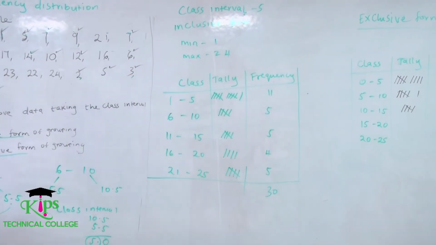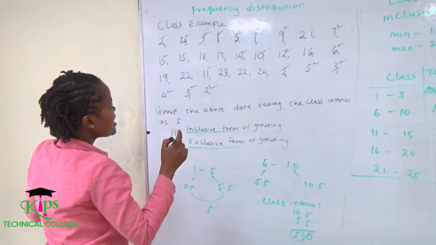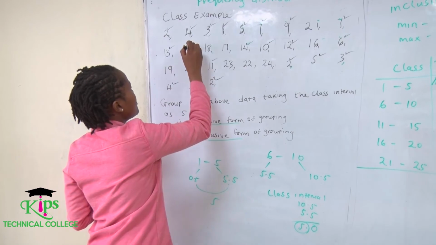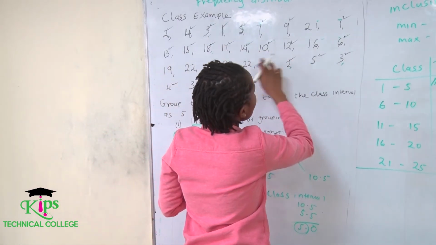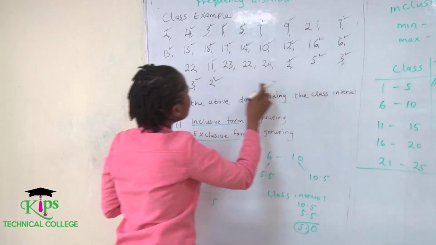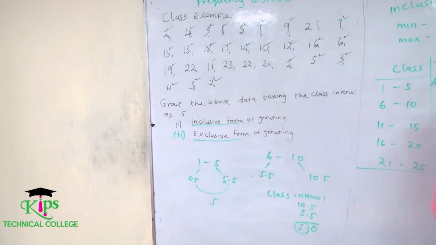Then the next class is 15 to 20. In this case, 15 is inclusive. 1, 2, 3, 4, 5. There are 5 also.